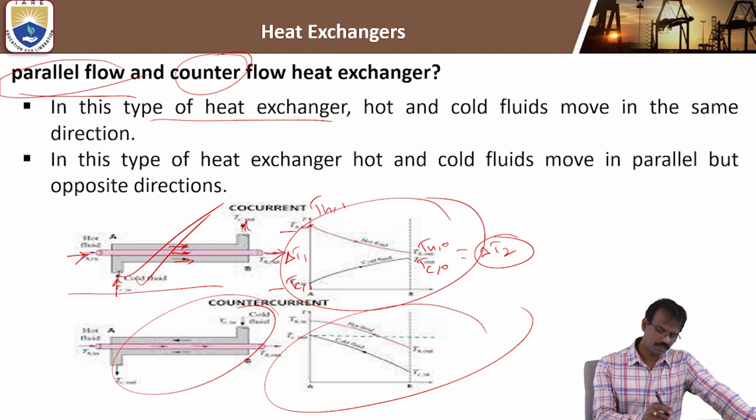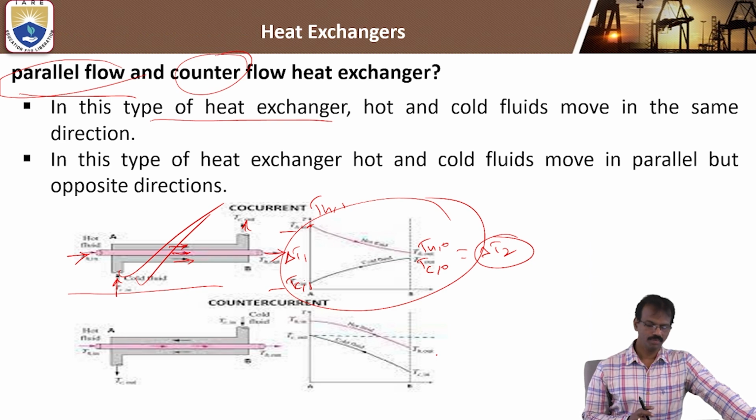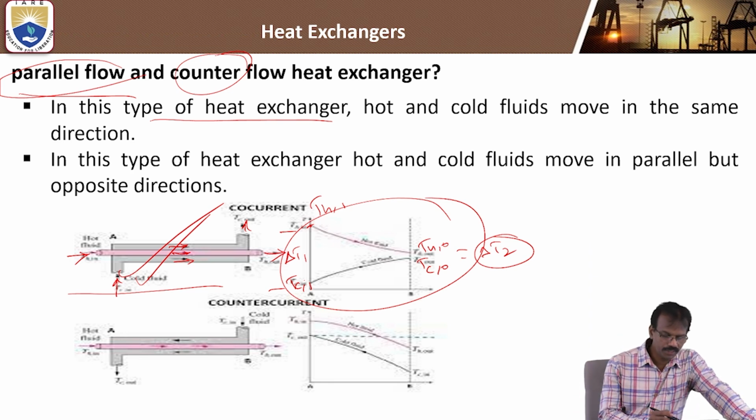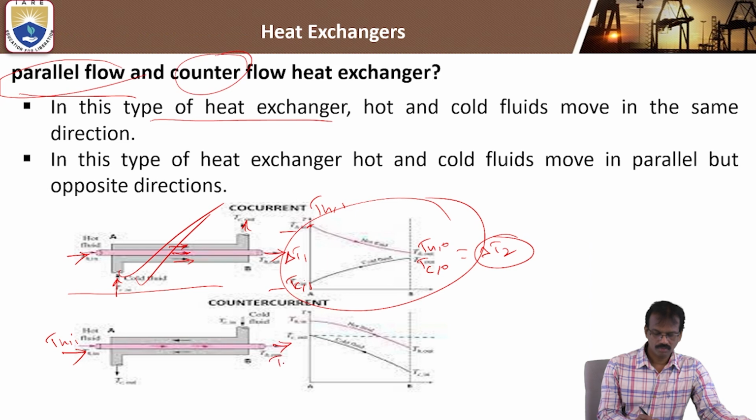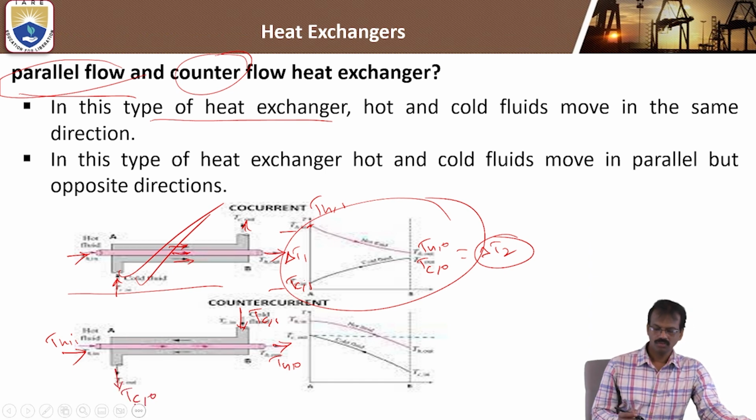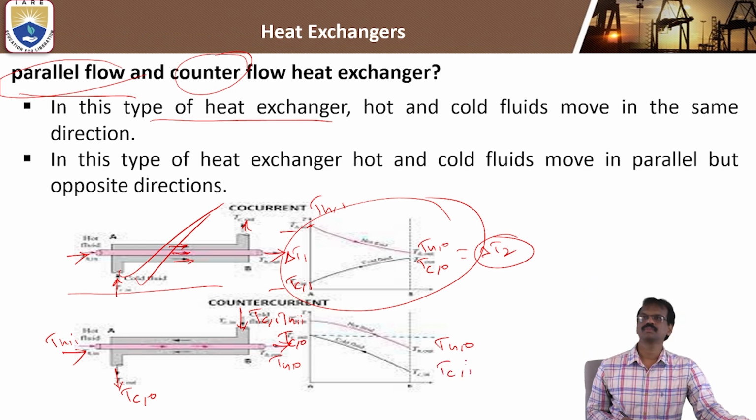Now we'll see the counter flow heat exchanger. It is also very similar to the parallel flow heat exchanger, but both the fluids are parallel to each other, but the direction is different. So both the fluids move in opposite directions. Here hot fluid enters, T_hi enters, hot fluid leaves. Here cold fluid enters in this direction and cold fluid leaves here. Okay. So here if you observe the graph, here hot fluid enters and T_ho, cold fluid leaves. Here hot fluid leaves and cold fluid enters.